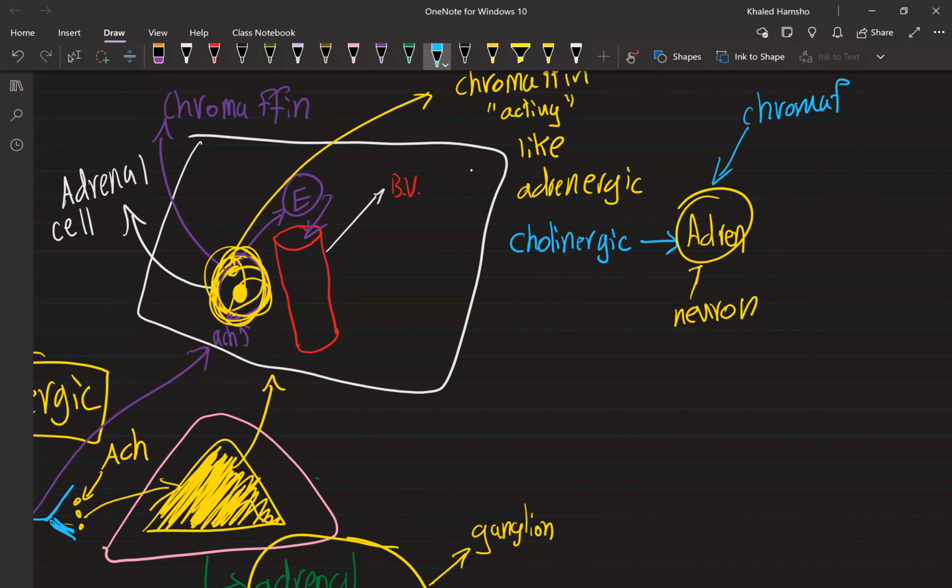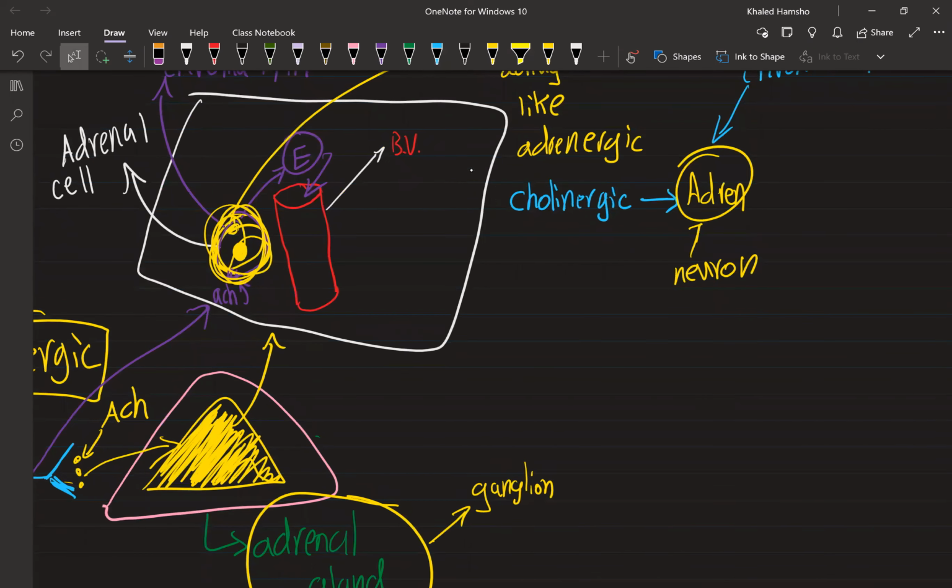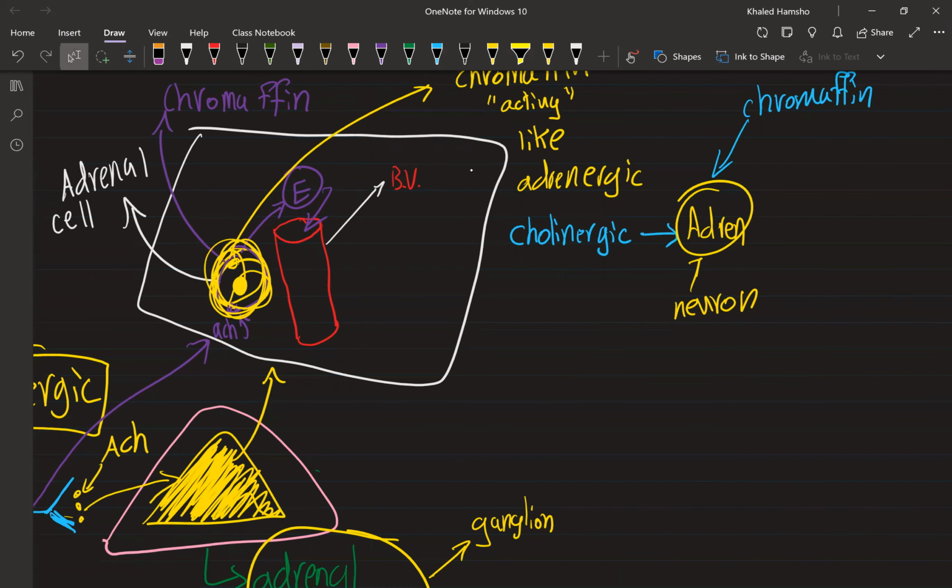So basically, this adrenal gland receives acetylcholine, and then the cell gets the acetylcholine and releases adrenaline. I think I said it wrong. Okay, thank you. Yeah, adrenaline or epinephrine, same thing. Epinephrine is equal to adrenaline. So it's basically just acting like a postganglionic neuron, but it's just a cell. That's the only difference.